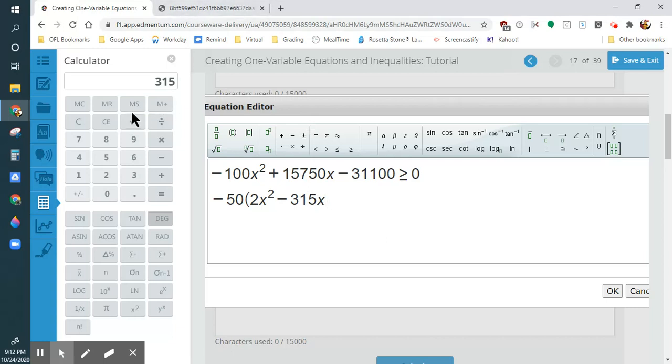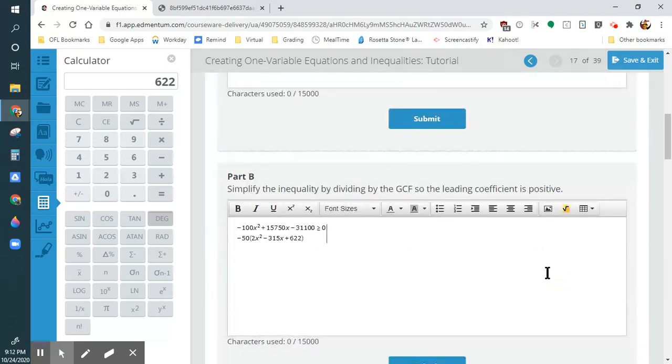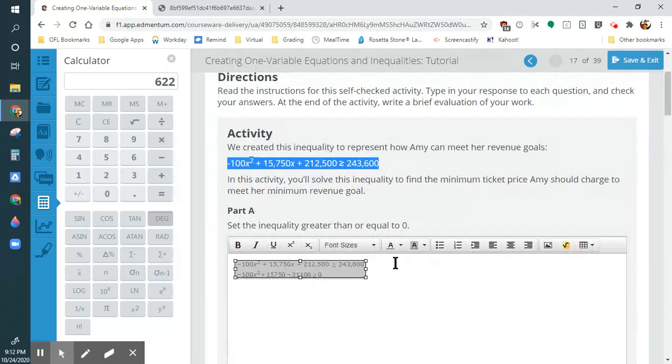All right, and then clear this. I'm gonna have to fix the other problem too. 31,100 divided by 50. And this one we're doing a negative divided by a negative, so that's gonna be a positive 622. Right, cool. So I am going to accept that as my answer. I'm gonna submit it.